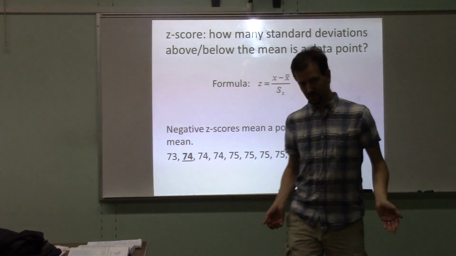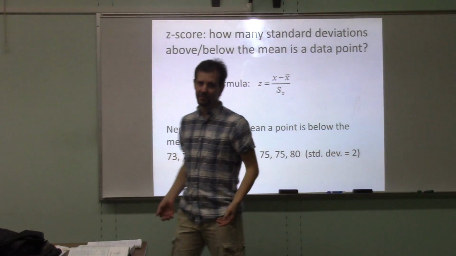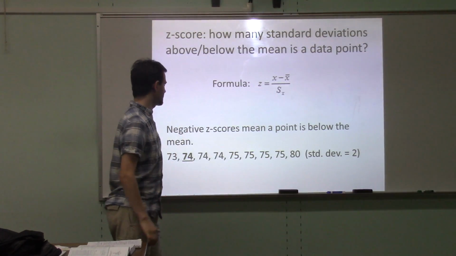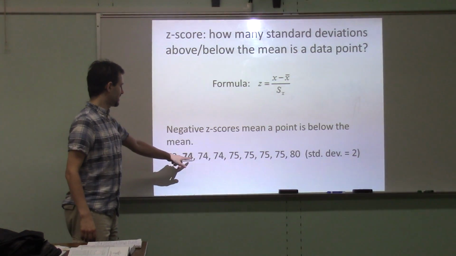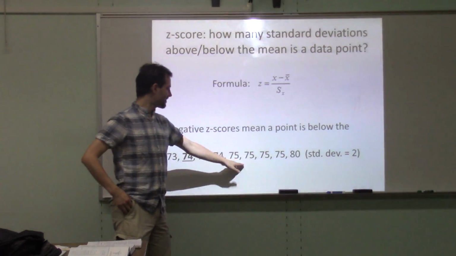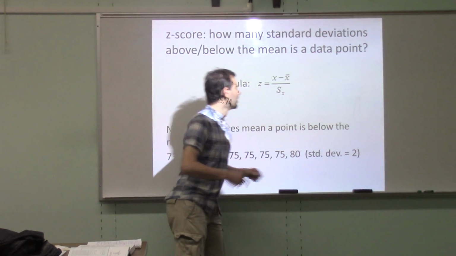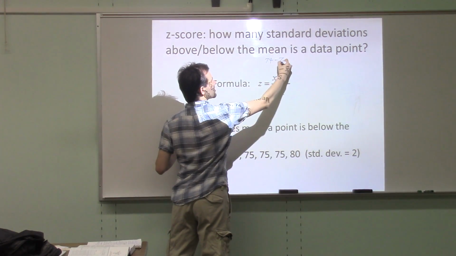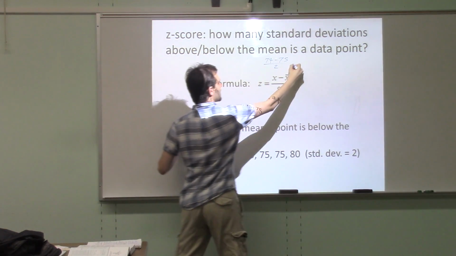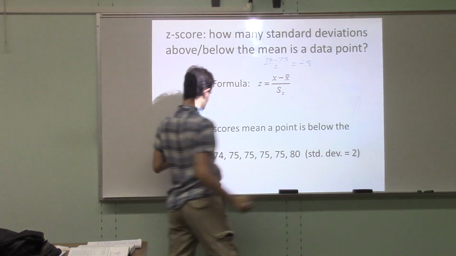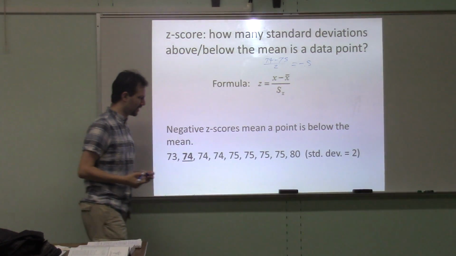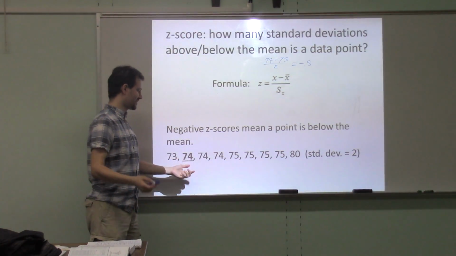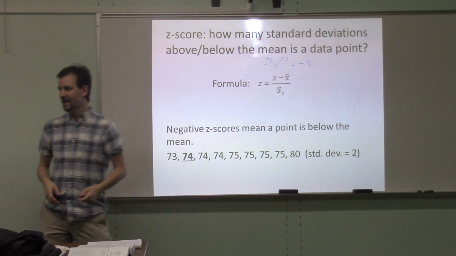A couple more notes about z-score. If a point is below average, then that point will have a negative z-score. The average is 75, this person has 74, so that particular point minus the average divided by standard deviation is negative 0.5. This person is half a standard deviation below the mean. And you can also calculate their percentile, and I'm not going to bother doing that again.